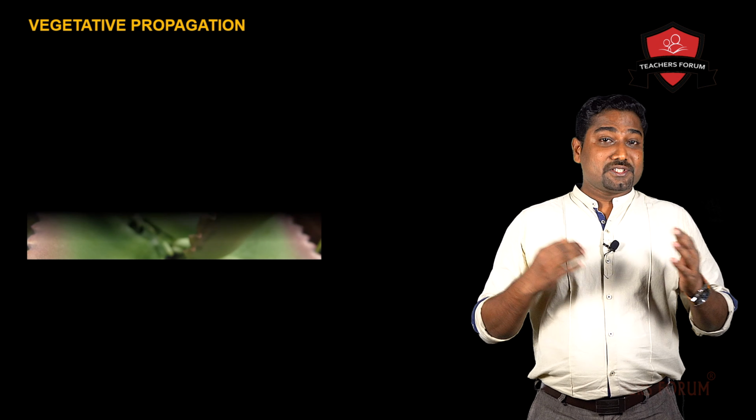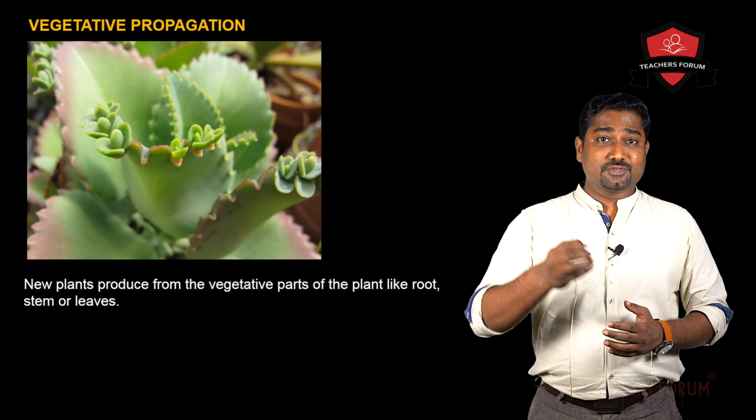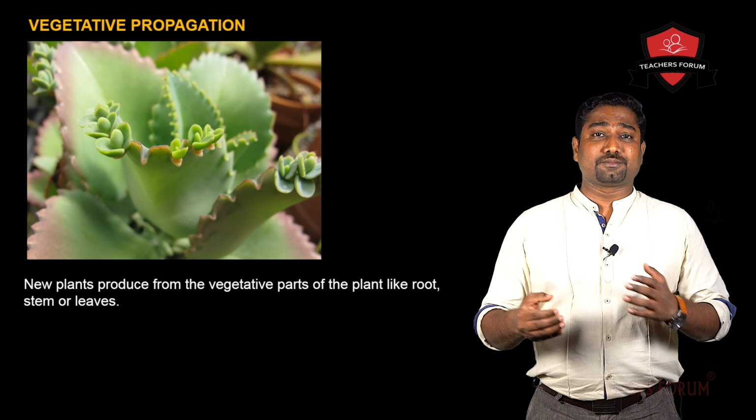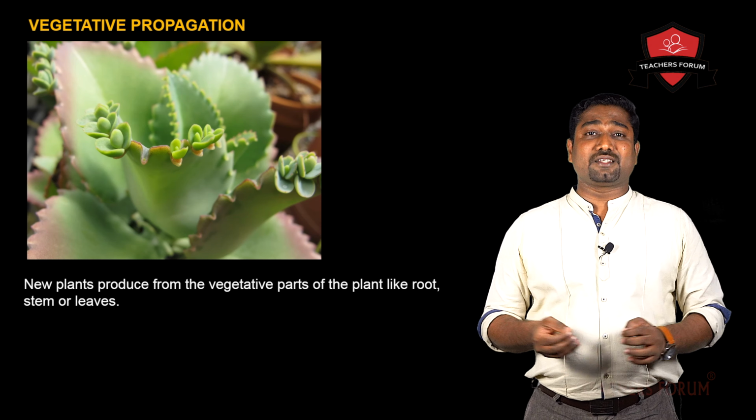Moving to the 5th type of asexual reproduction, that is vegetative propagation. Vegetative propagation is a kind of reproduction observed in plants which involves the use of a non-reproductive or vegetative part of the plant, like the stem, root, leaf, etc.